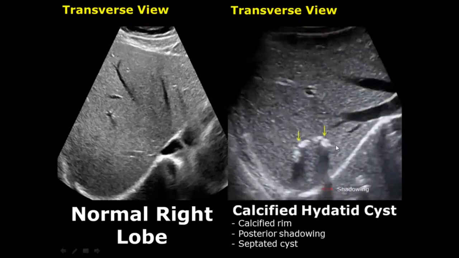A calcified hydatid cyst will have a hyperechoic calcified rim, and this will lead to posterior shadowing, and internal septations may also be noticed.